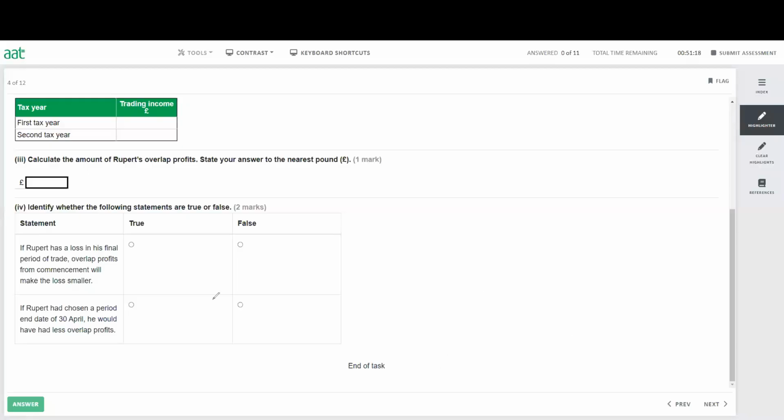Next question we have is true and false. Let's quickly do that. Identify whether the following statements are true or false. If Rupert has a loss in his final period of trade, overlap profit from commencement will make the loss smaller. That's not true. Remember that. Overlap profit always increases the loss, not decreases.